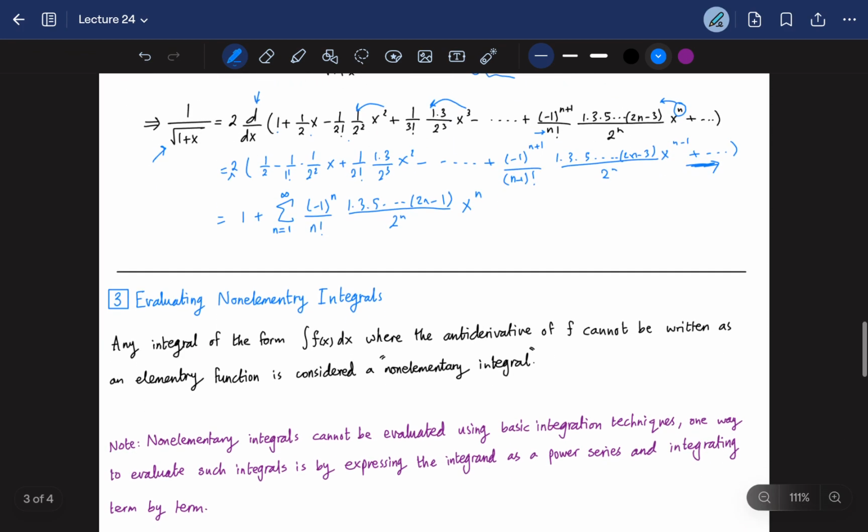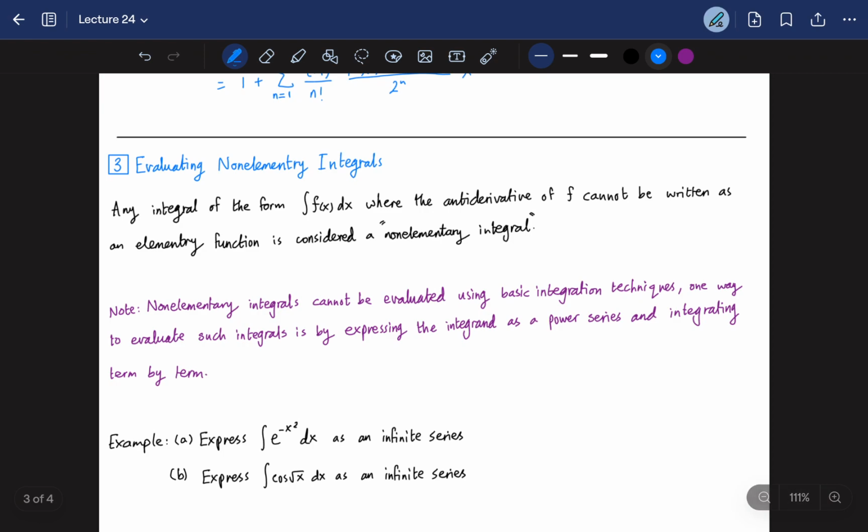And the last thing that we're going to talk about today is evaluating non-elementary integrals. If we have an integral with an antiderivative that can't be written as an elementary function, this integral is called a non-elementary integral because we can't find it using basic integration techniques that we've already talked about. So to evaluate this integral, we're going to express the integrand, which is what's inside of the integral, as a power series, and then integrate each term separately and create a formula.